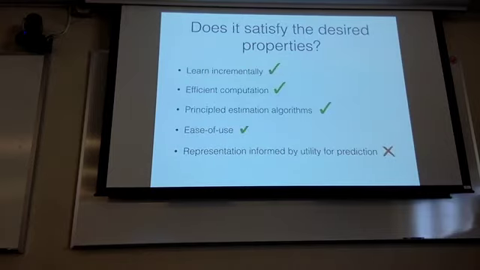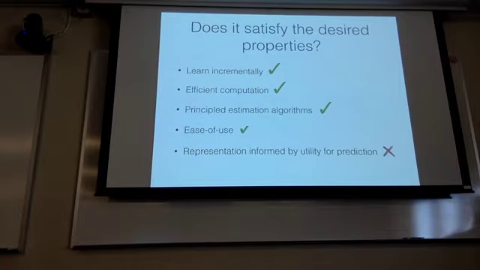Okay, so let's pop back up the stack. We have a much more in-depth understanding maybe of dictionary learning now. We can come back and ask, does this actually satisfy all the properties I said ahead of time I'd like my representation learning approach to have? So you can learn incrementally. It's actually pretty efficient in terms of computation. Hopefully I convinced you that we have a principled estimation approach.